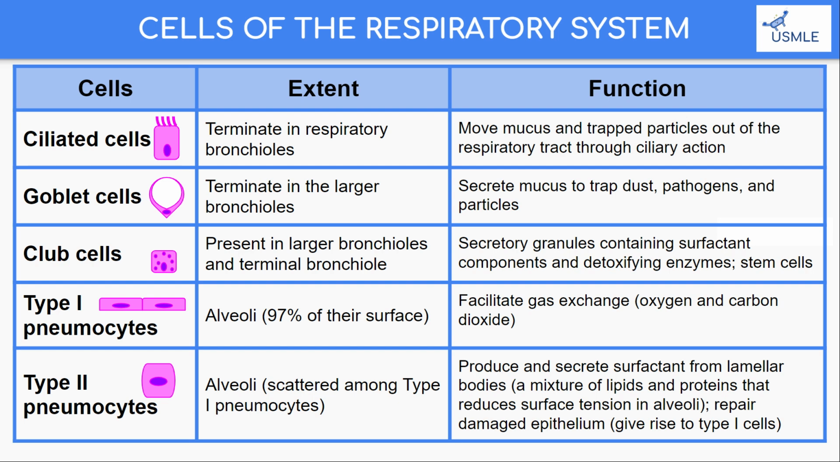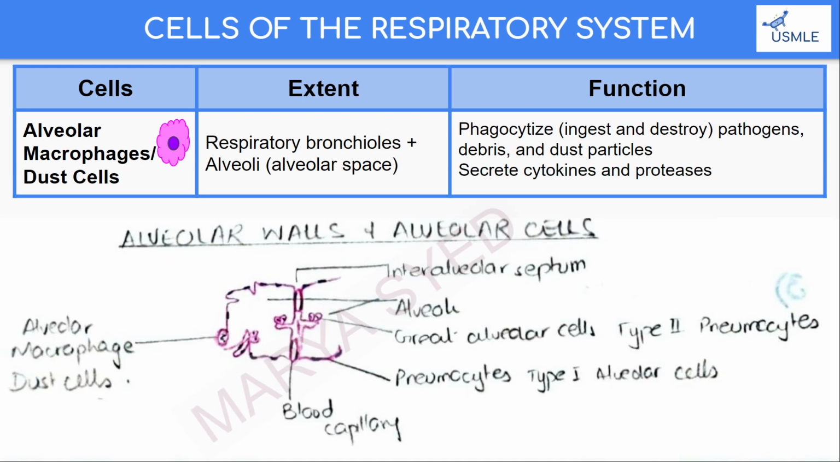Type 2 pneumocytes are present in the alveoli scattered among type 1 pneumocytes and produce and secrete surfactant from lamellar bodies. They also participate in the repair of damaged epithelium and give rise to type 1 cells. Alveolar macrophages or dust cells are found in the respiratory bronchioles and the alveoli and are involved in phagocytosis.